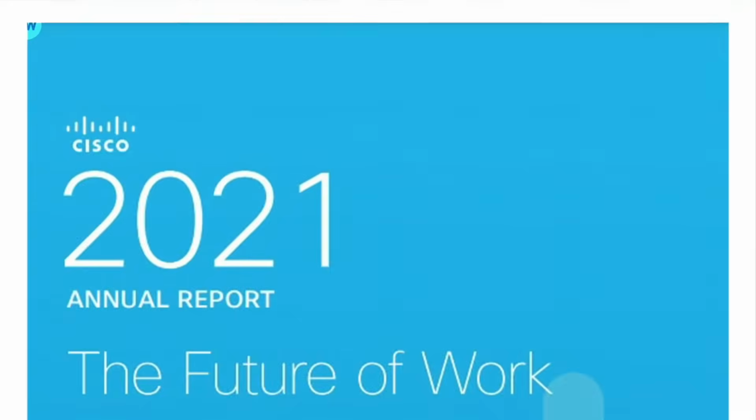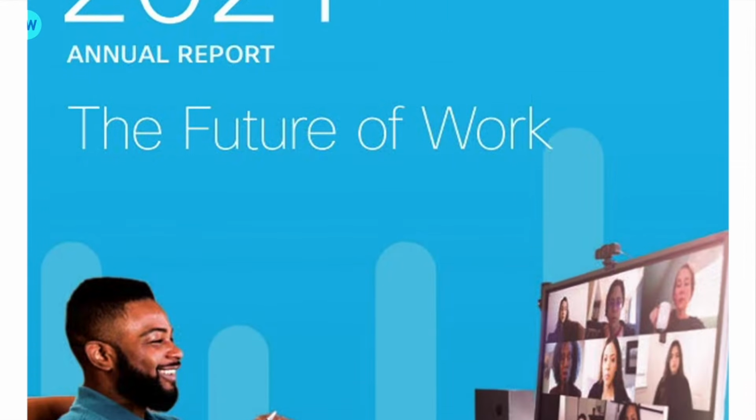An annual report is a comprehensive report on a company's activities during the preceding year. It provides shareholders and other stakeholders with information about the company's activities and financial performance. And here's an example of an annual report from Cisco Systems.